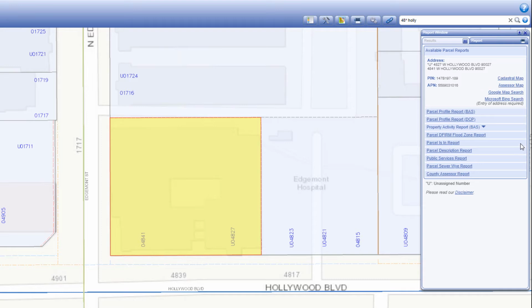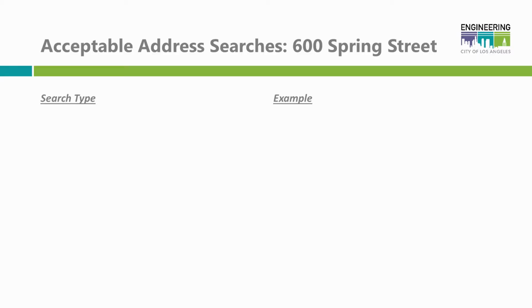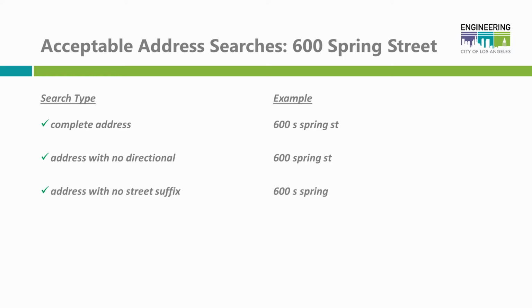The NavigateLA search bar is very flexible. For example, the following are some of the valid address entries for searching 600 Spring Street: a complete address, an address with no directional, an address with no street suffix, a partial entry, and a wildcard entry. Of these, we recommend you use partial entry, as it's the easiest and yields the best results by minimizing typo errors.